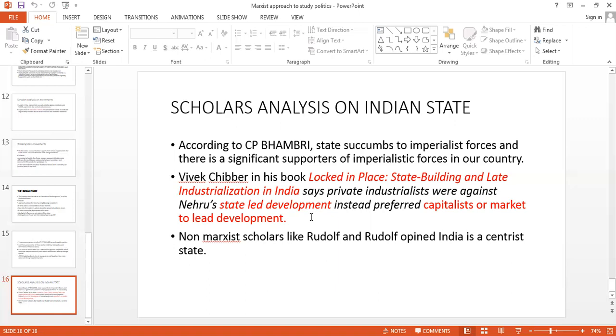Then the last point is that non-Marxist scholars like Rudolph and Rudolph opined that India is a centrist state. This is a very balanced view, because India is neither a bourgeois nor a communist state. In our Preamble we have used the term socialist, or socialism. That socialism does not mean state socialism; it means democratic socialism. Democratic socialism is where elements of both capitalism and socialism exist.